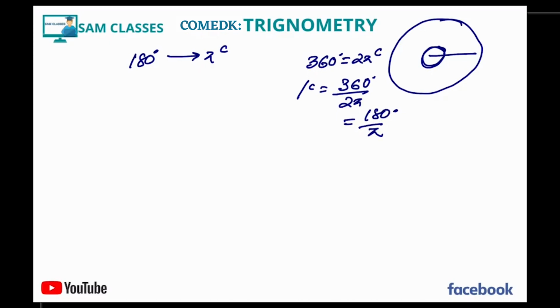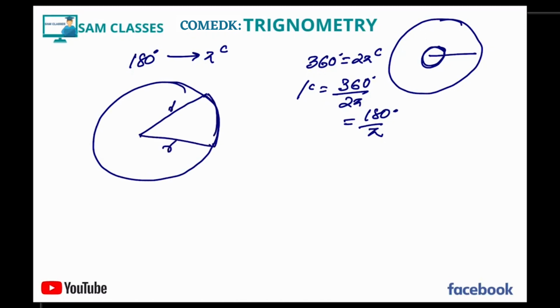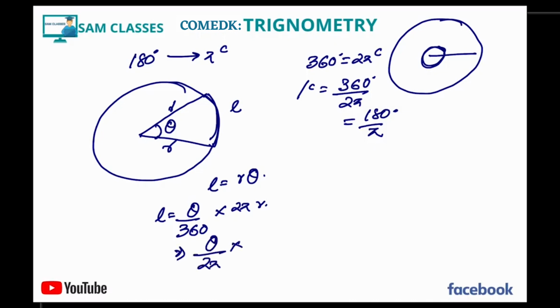Next, we learned that in a circle, this is the radius, this is the arc length, let's say L, and this is the angle theta. So we know L is equal to r theta. Correct. We also have a formula where L is equal to theta by 360 into 2 pi r, if you remember. If I do theta by 2 pi into 2 pi r, it's basically L is equal to r theta. So it's a very similar formula, nothing new in this. Now let's see the next part.